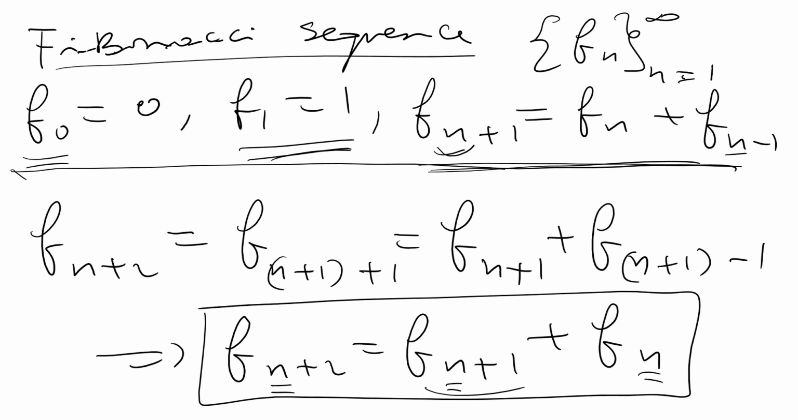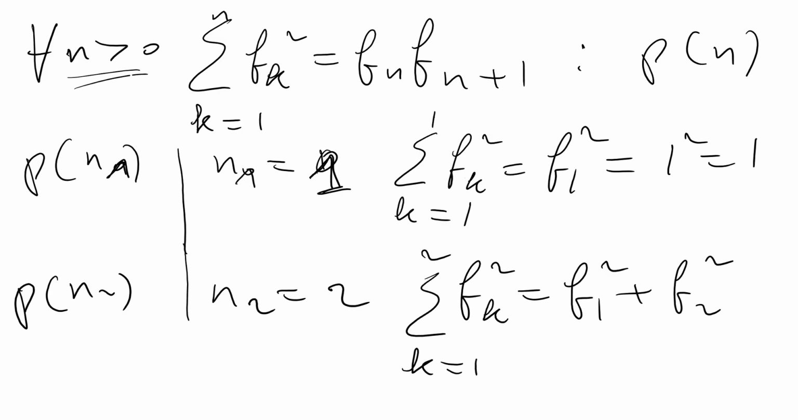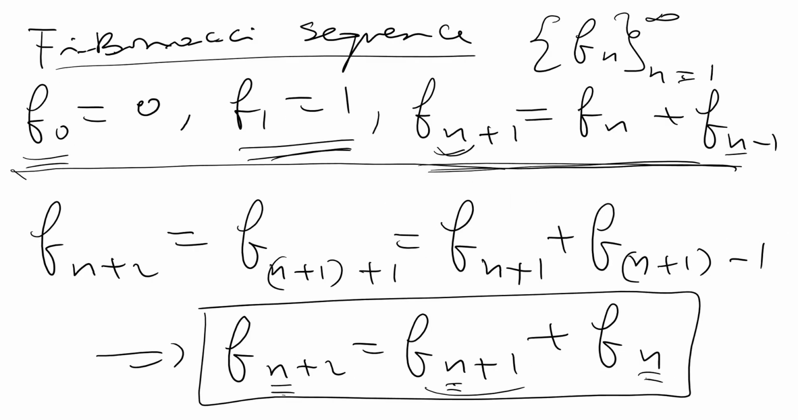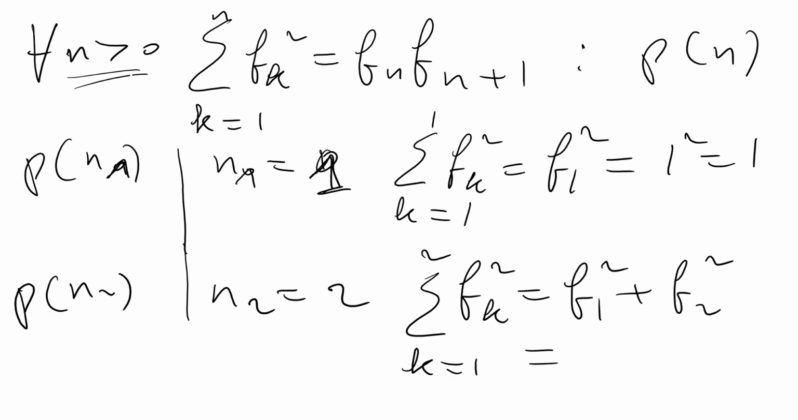F2 is going to give us 1, right? Because f2 is going to be f1 plus f0. So f1 is 1, then f0 is 0, so it's going to give us 1. Then we can see that this is... what is f1? f1 is 1, so this is 1 plus 1 squared, this is going to be 2, right?